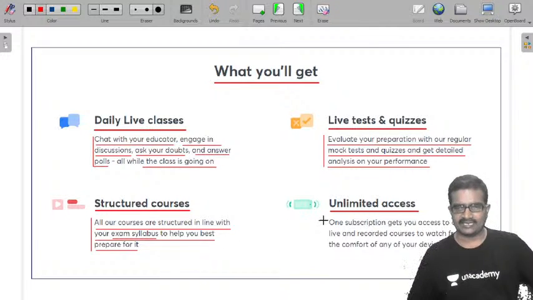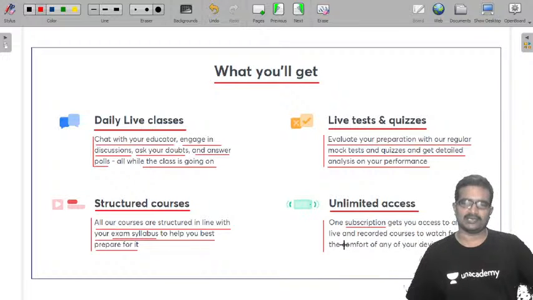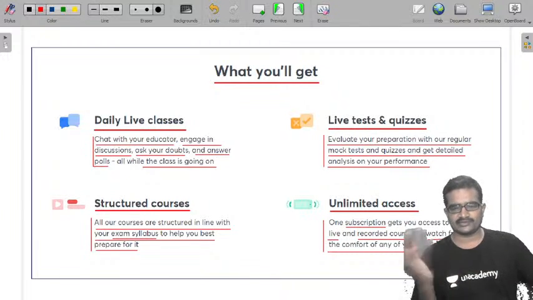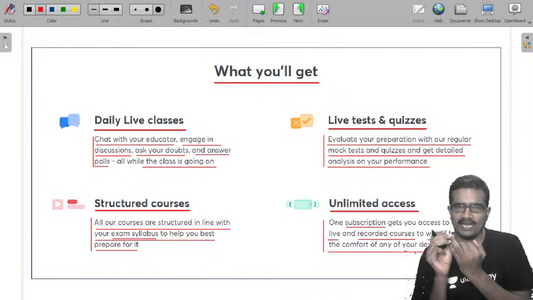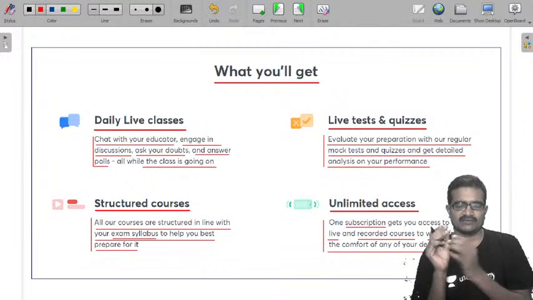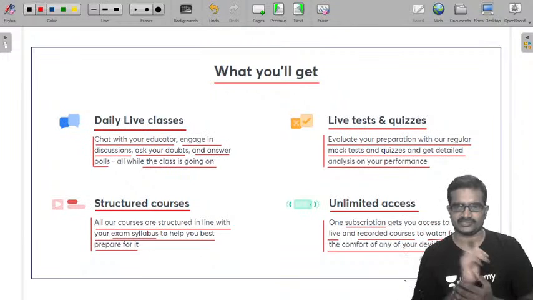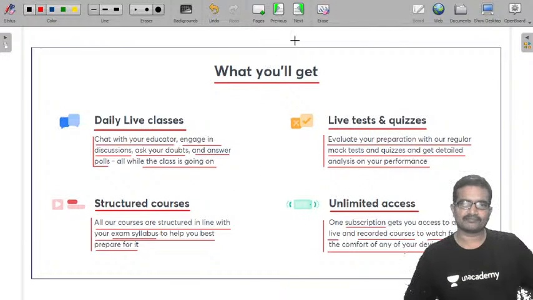And after that, unlimited access. Once you take one subscription, you get access to all our live and recorded courses, to watch from the comfort of any of your devices. Whatever device you want to use, either tab, mobile, desktop or laptop, the choice is yours. These are the things you are going to get.